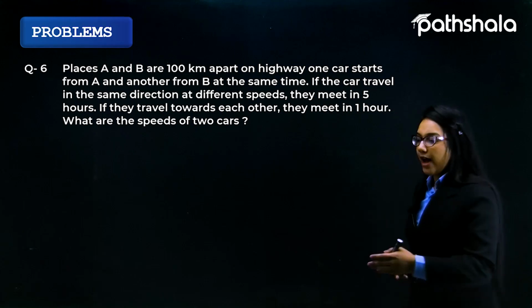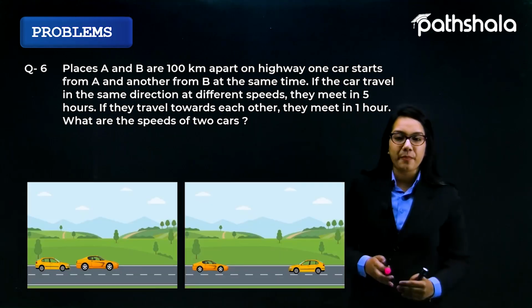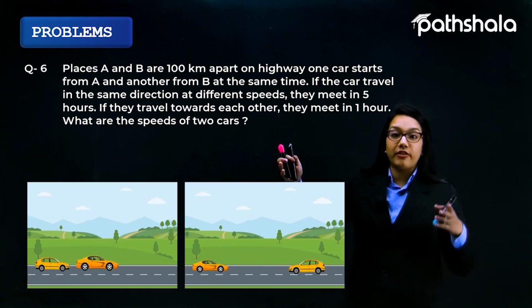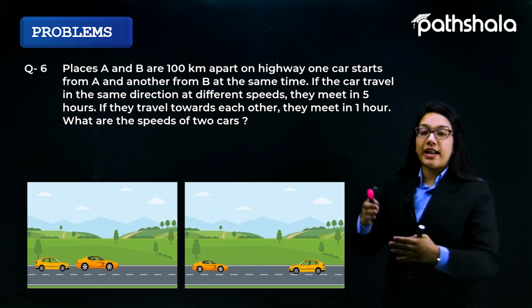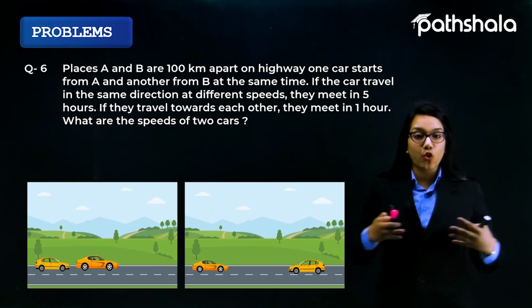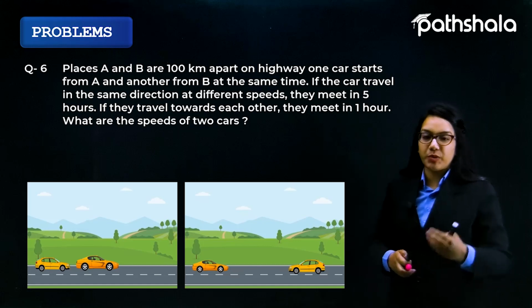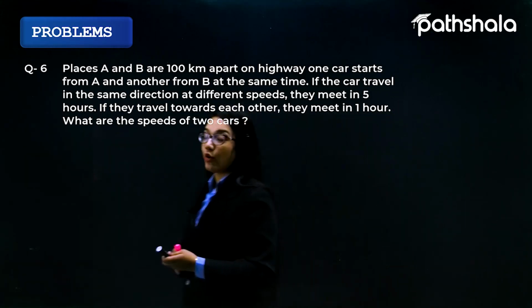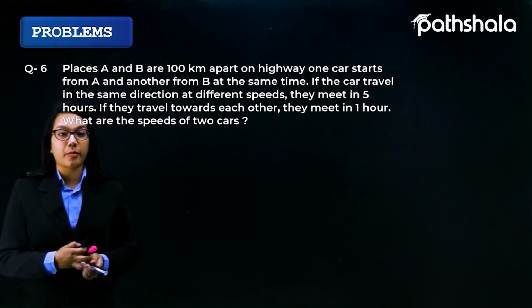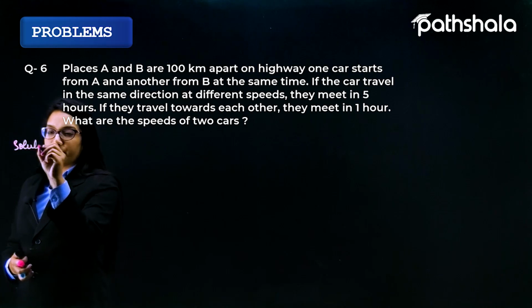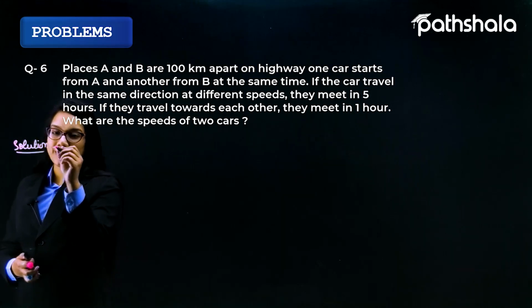So it means we have a situation of this form, in which in the very first situation we have the cars that are traveling in the same direction, and in the second case the condition is that they travel towards each other. So let's find the speed of the two cars. First of all, we have to take the speed of the cars as x km/h and y km/h. So let's start the solution of this question by assuming their speed.